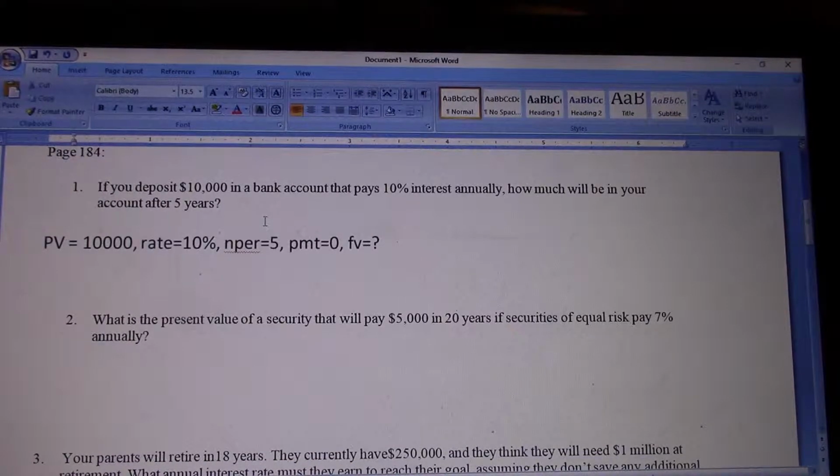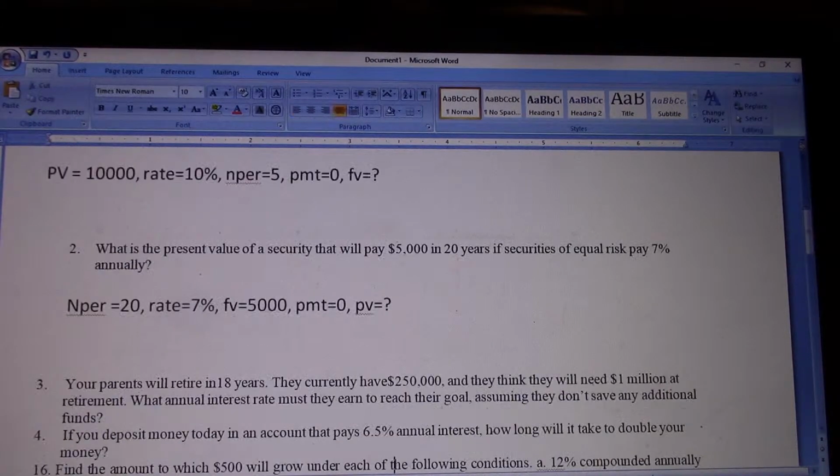Okay, so this one is asking for the present value. N is 20, rate is 7%, FV is 5,000, PMT is 0, right? So how much is PV? This is the question mark, right? So this is this question.